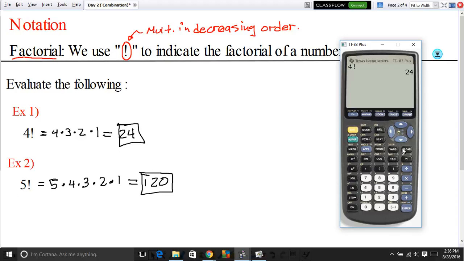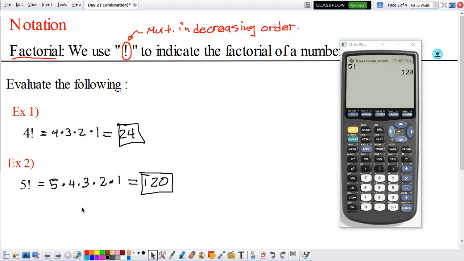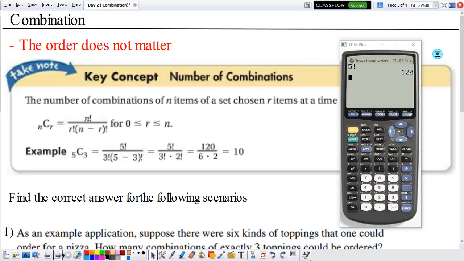And now let's see number 5. It's a 5, mathematics, move to probability, option 4, factorial, 120. So there's 2 ways for you to do it. Either if you have a calculator, just put it in, but this is the real meaning of it. You're just going to multiply in decreasing order. So now that we're okay with this notation, let's actually start finding combinations.